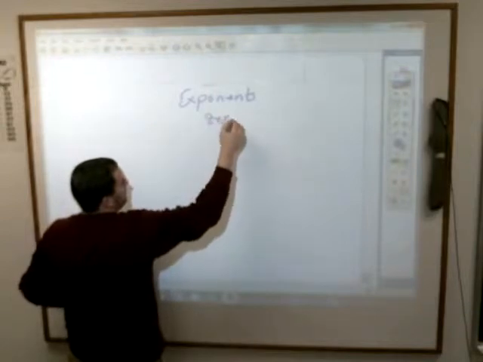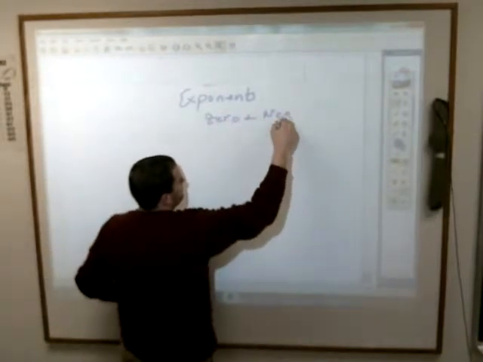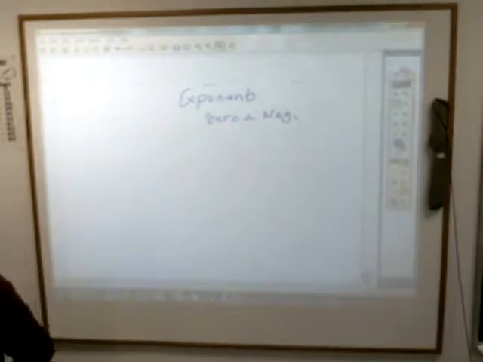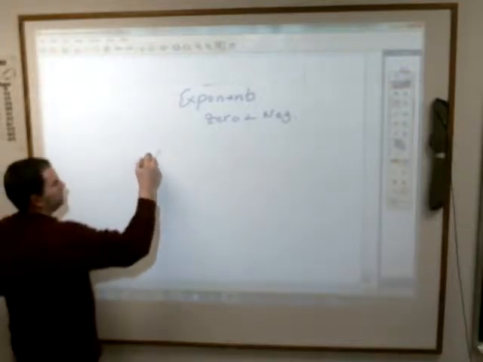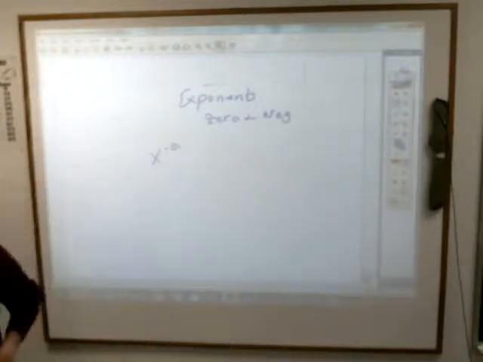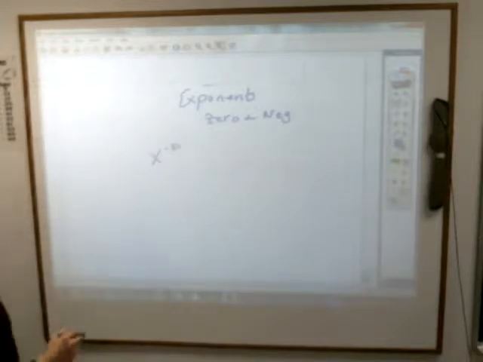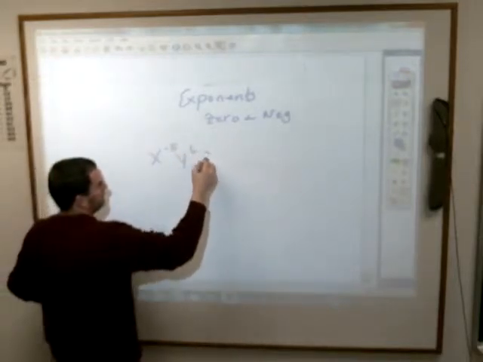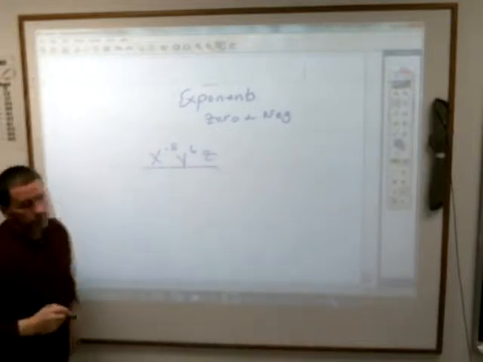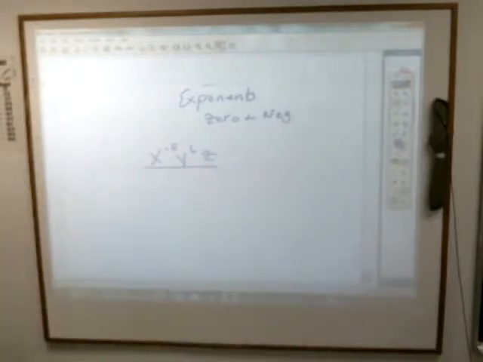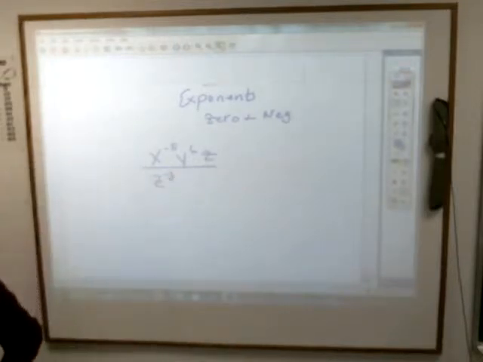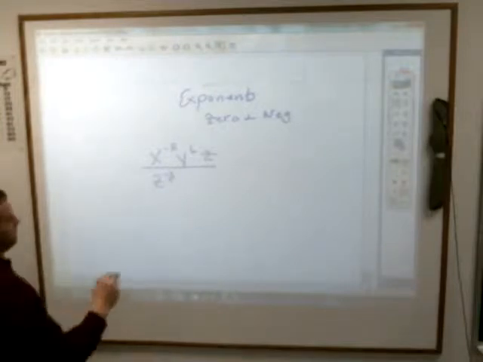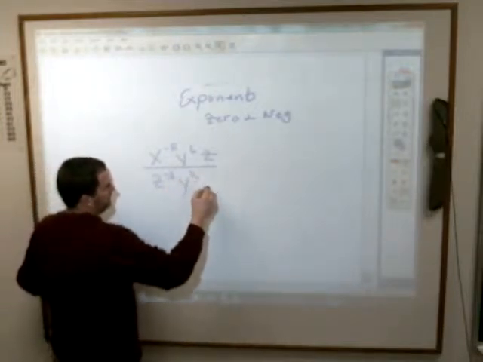Zero and negative exponents. Again, we dealt with this. I know I've already done this in 7th grade, so write down this example problem. X to the negative 5th power, y to the 6th power, z over z to the negative 3rd, y to the 2nd, x.